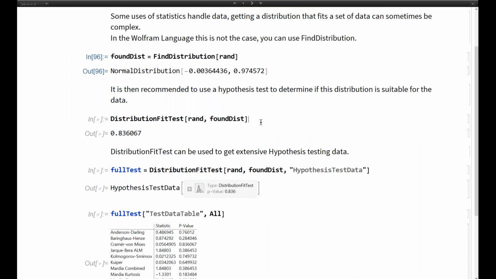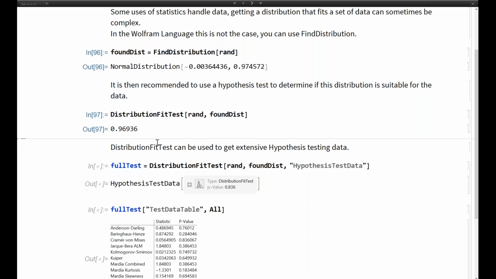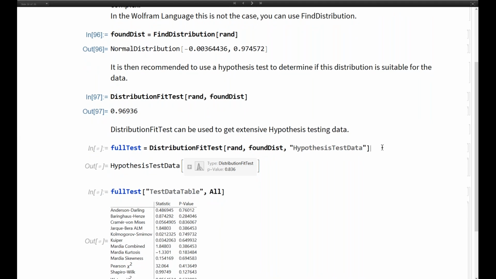What I would like to then highlight is the fact that you can actually do a simple test to find out how likely it was that the distribution that was determined by the system automatically does in fact match your data. However, a single number is not necessarily enough to prove that that is indeed true. So therefore, we can take a look at the full hypothesis test.